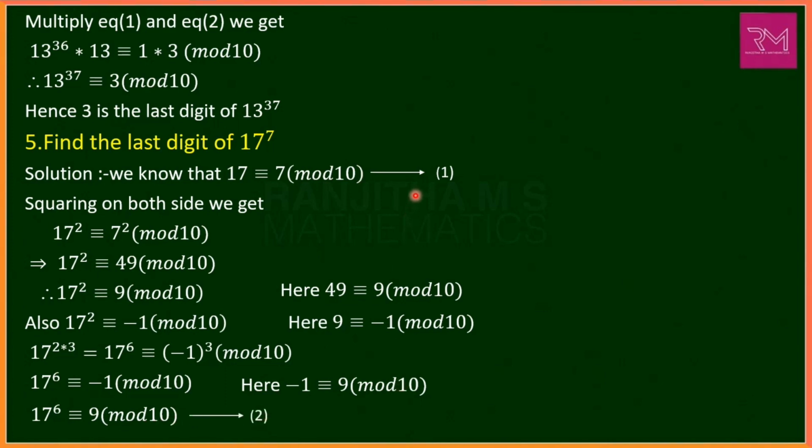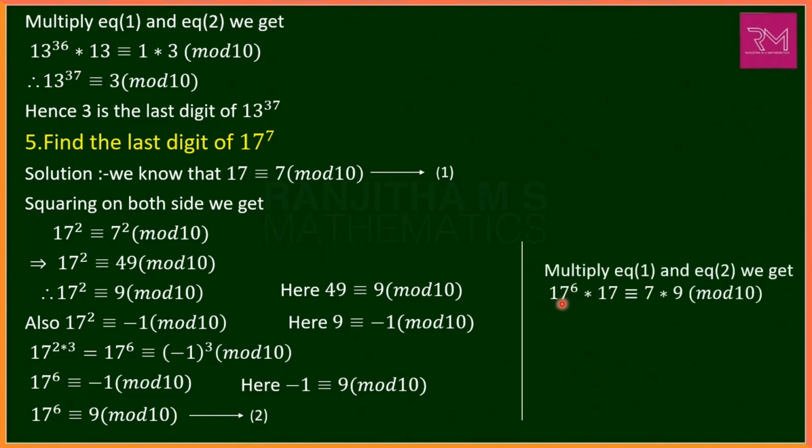Next step, we have to multiply equation 1 and equation 2. We multiply the left hand side of the congruence and the right hand side of the congruence separately, that is 17 power 6 into 17 is congruent to 7 into 9 modulo 10. On the left hand side the bases are the same, so if we add the powers, we get 17 power 6 plus 1, which is 7, is congruent to 7 into 9, which is 63 modulo 10.